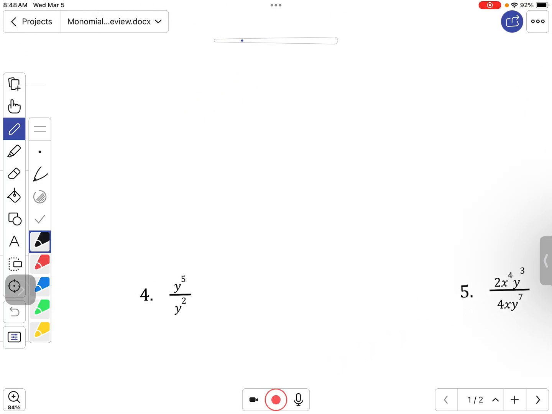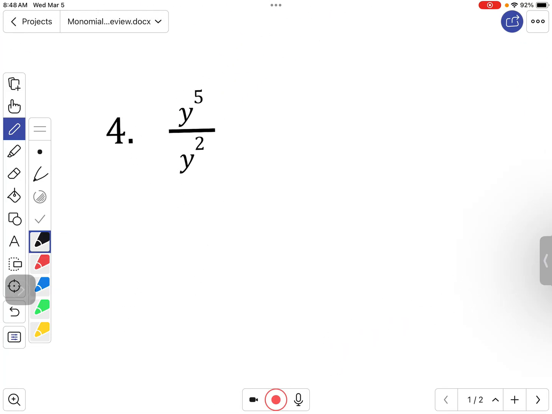Okay, let's move on to number 4. Okay, number 4 is a little bit different. When you have that big line in the middle, that means you're dividing. And when you divide, you actually subtract your powers. So when I subtract my powers, I should never have a negative number. So in order to avoid that, I'm going to take my big number and subtract my smaller number. So on this one, I'm going to take y to the fifth, and I'm going to subtract y to the second, and I get y to the third.